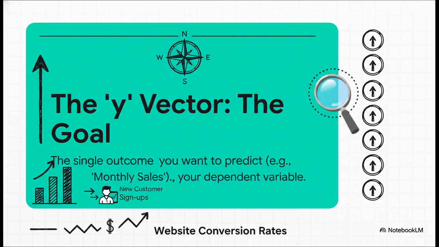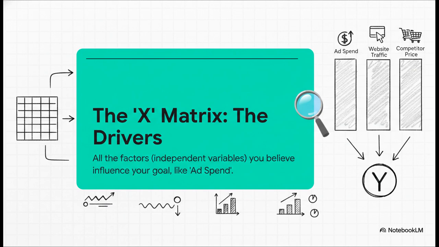In business, this is almost always a key performance indicator, a KPI. It could be how many dollars in sales we will make next month, or how many new customers will sign up for our service. This Y is a single column of numbers, a vector, that represents our ultimate target. So if Y is the goal, then the X matrix is everything you think helps you get there. These are the drivers. They're all the levers you can pull and the forces you can measure that you believe have an impact on your goal.